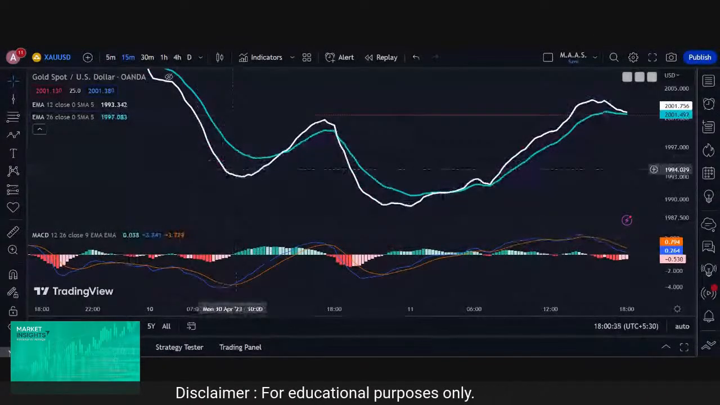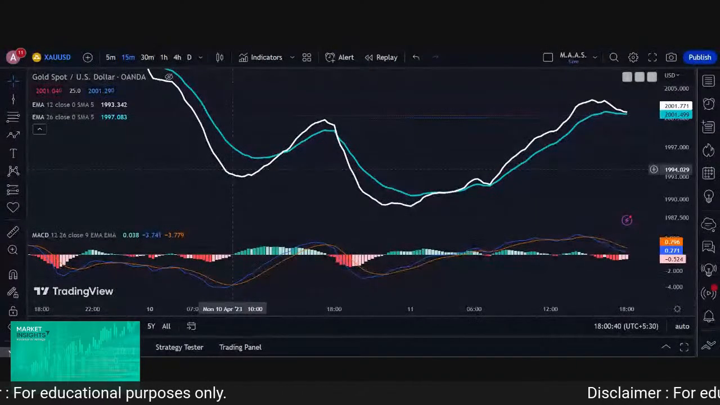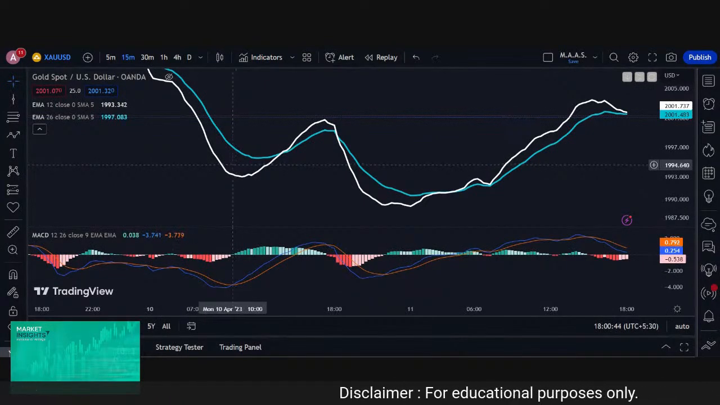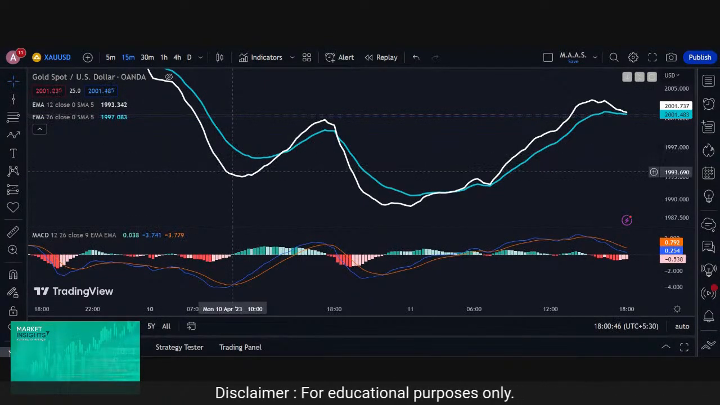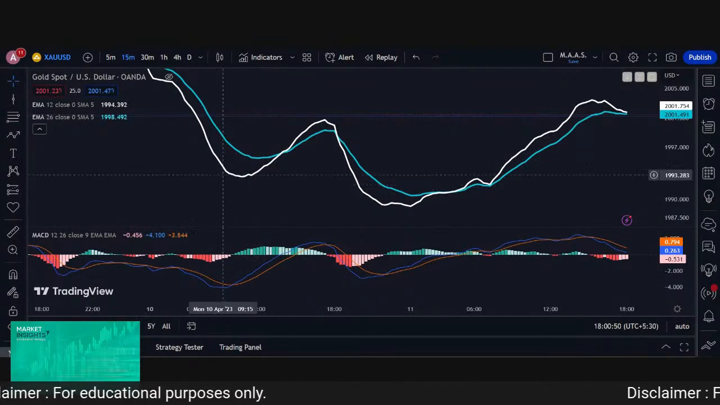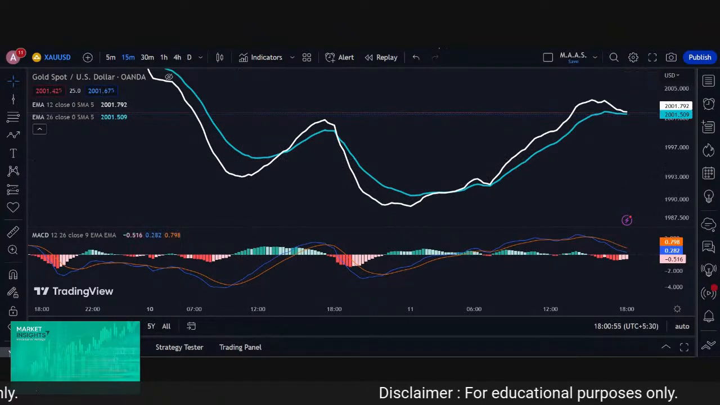Now at this point you will calculate 93, 97. So the difference will be this particular MACD line. 3.741 something, right? Exactly the difference. So it is calculating the difference between these two lines. As the difference goes on decreasing, what does it suggest? It suggests that convergence is happening.